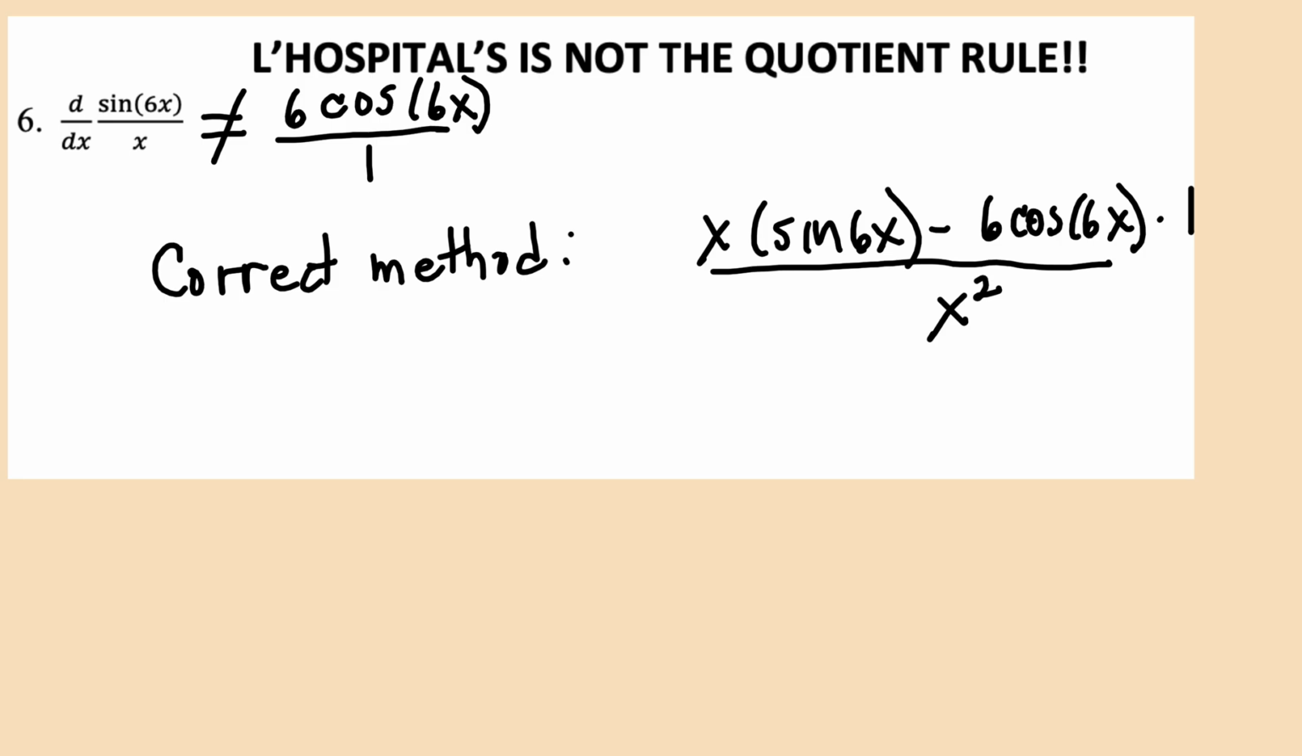Okay, L'Hopital's rule is not the quotient rule. I know students look at quotients and they want to take the derivative of the numerator and the derivative of the denominator. That is not L'Hopital's rule. L'Hopital's rule is about limits. This is about derivatives. You must take the derivative this way.